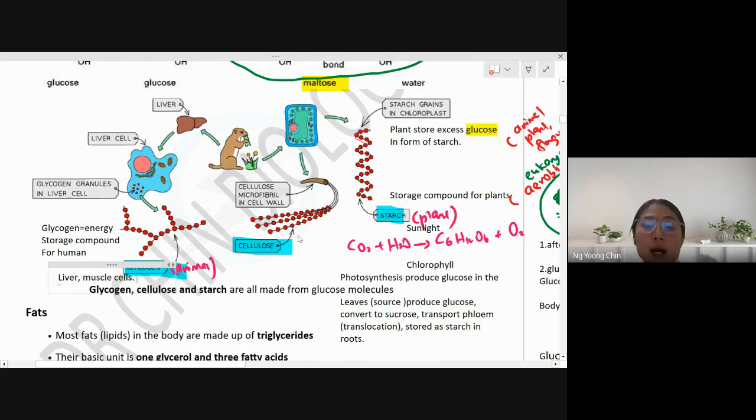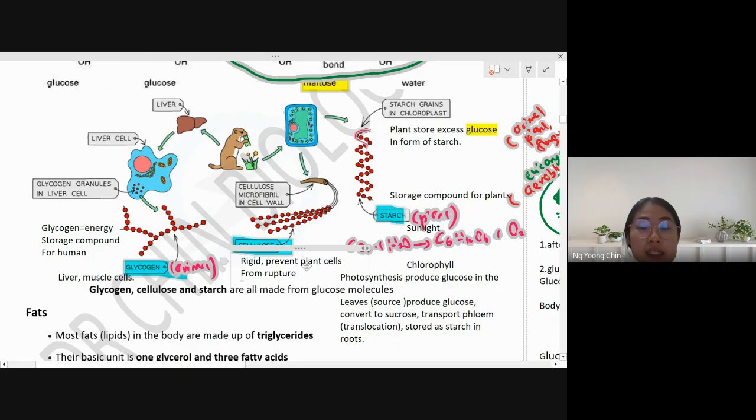Then how about cellulose? Cellulose is the component of the cell wall. Cellulose makes up the cell wall, so that's why the cell wall becomes much more rigid, and is very incompressible, not easily ruptured. It helps prevent the plant cell from rupturing due to the high tensile strength provided by the cellulose. So cellulose creates a high tensile strength for the cell wall, and it prevents the cell wall from bursting. So these are the three polysaccharides, their usage and functions.